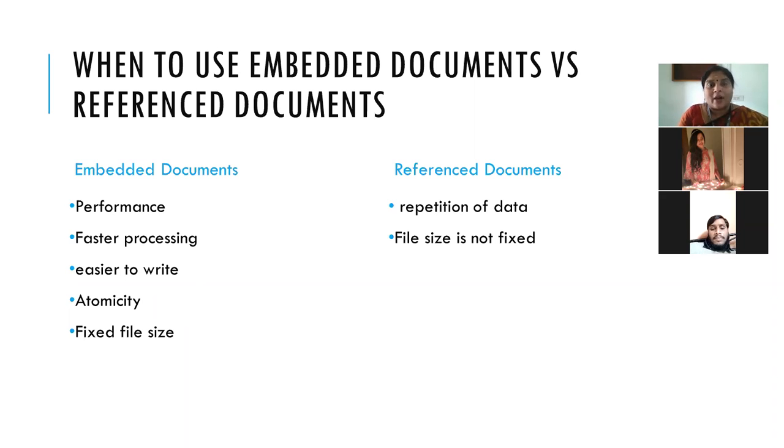Okay, and now to access those particular results, we have to do the query with the lookup function. Then we have to use this match function in order to fetch the required result. And we should be very sure about when to use embedded documents and when to use reference documents. So when file size is fixed, it is embedded. When file size is not fixed, it is reference. When we have repetition of data, it is reference. And when we want faster query processing and high performance, and the query we are writing should be easy, in all those cases, you should go only with embedded documents.